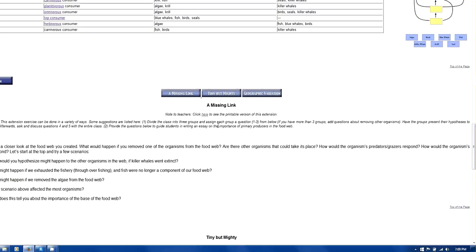So based on everything you've read up here, based on past learning from other classes, you should be able to make a pretty good educated guess or hypothesis as to what might happen to the other organisms in the web if killer whales went extinct. The other couple are like that too. What might happen? What might happen?